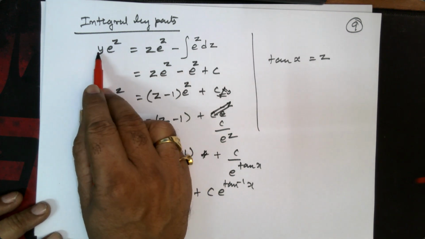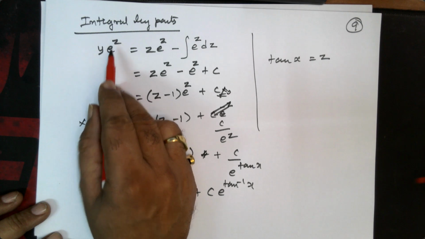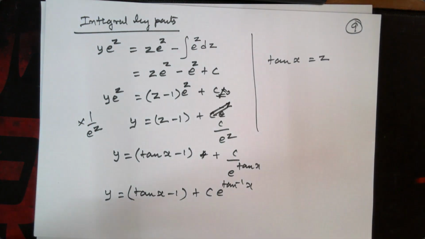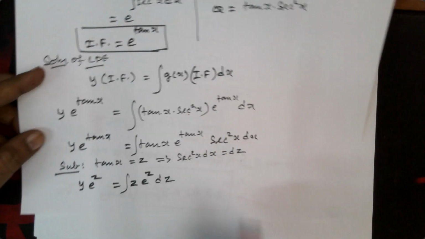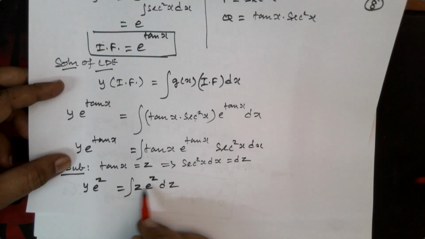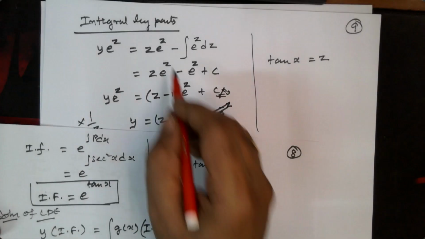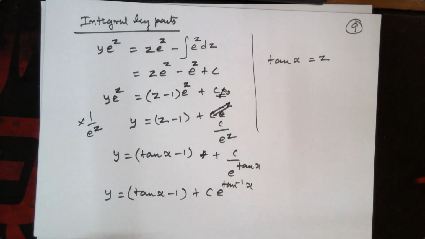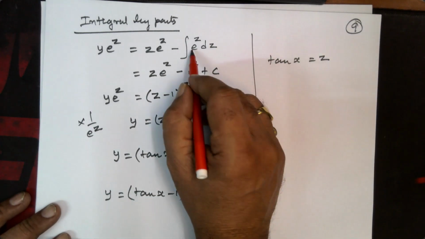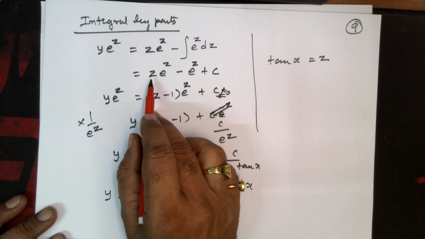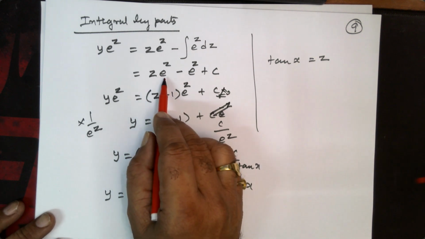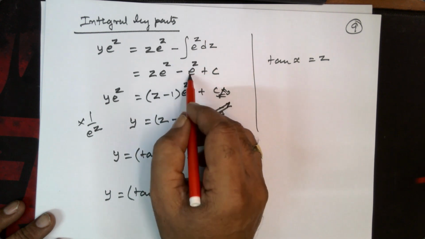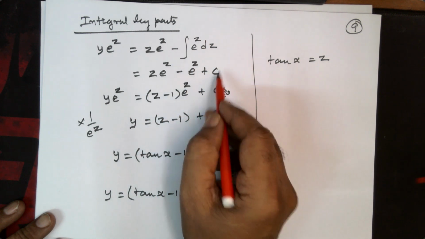So y into e power z minus, and this is the integral of z into e power z. So you can take u and v. So we have got uv minus integral v du. Are you able to follow? So we have now v du. So v is e power z. So e power z into dz. Now z e power z, and e power z on integration gives e power z only. So minus e power z, and then plus the integration constant.